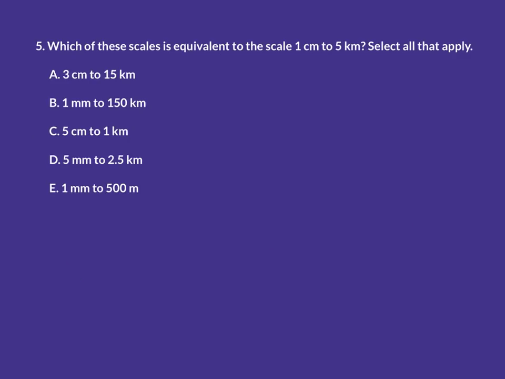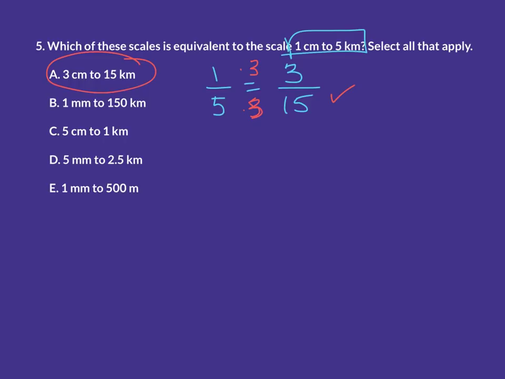Next problem. Which of these scales is equivalent to the scale of 1 centimeter to 5 kilometers? So for each and every one of these, we start 1 to 5, and we see if they share this same constant of proportionality. So for the first one, it's 3 to 15. How do I get from 1 to 3? I multiply times 3. 5 times 3 is in fact 15, so this one works. That is a correct answer.